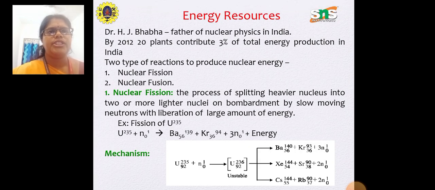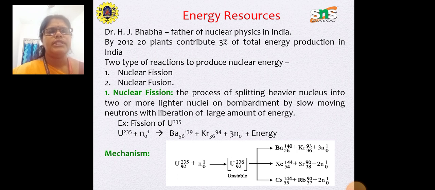Dr. H.J. Bhabha is called the father of nuclear physics in India. We're going to see about the nuclear fission reactions and how energy is obtained from this. By 2012, 20 plants contribute 3% of the total energy production in India. There are two types of reaction to produce nuclear energy. One is nuclear fission and another is nuclear fusion.